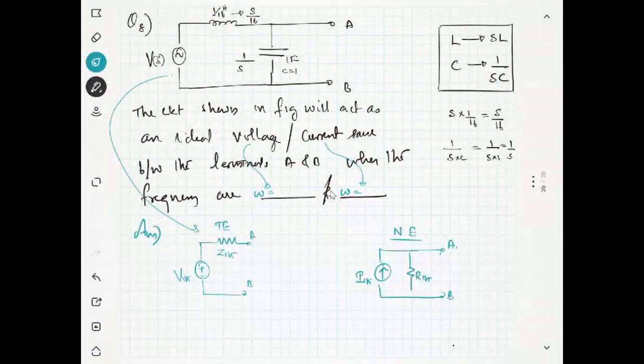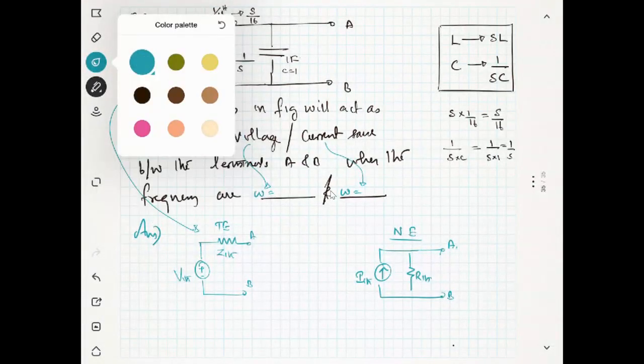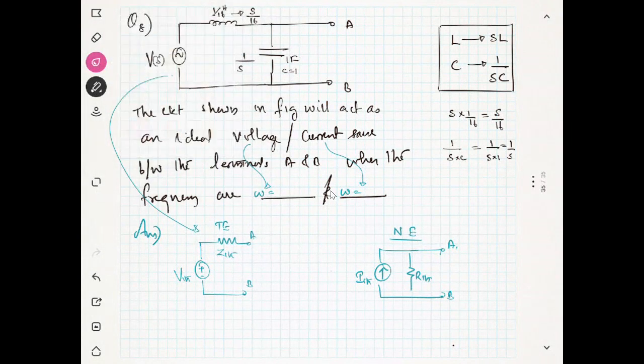Now, when does this become ideal? The voltage source becomes ideal when Z Thevenin is equal to 0, and the current source becomes ideal when Z Thevenin becomes infinity. So we will find these two cases. That's the question actually. First of all, we will find V Thevenin and R Thevenin.